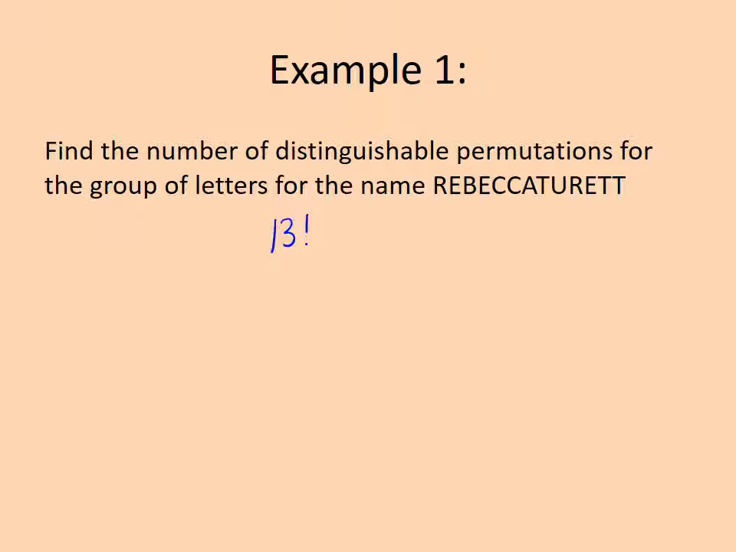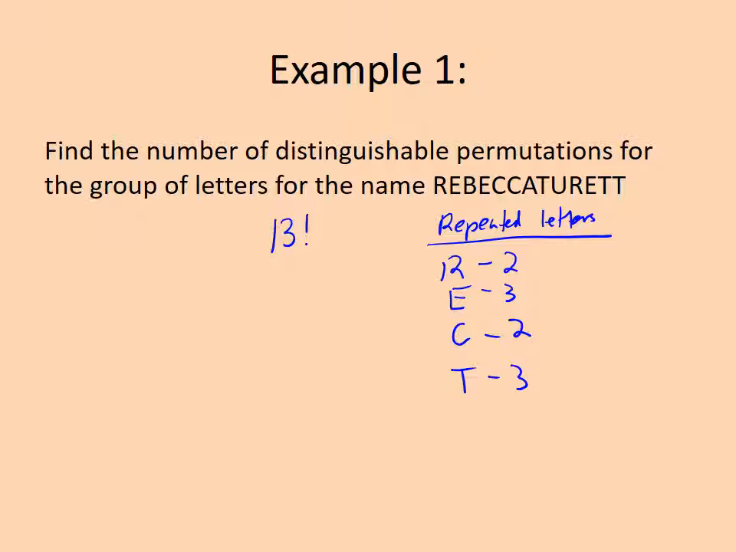So in this case, our repeated letters, we will write them all out and find all the options. So our repeated letters are R, in which there are 2 of them, E, which there are 3 of, C, which there are 2 of, and T, which there are 3 of. These are the letters that occur multiple times in the name Rebecca Tourette. Since they are multiple repeats, we need to divide out by the way to arrange those letters.